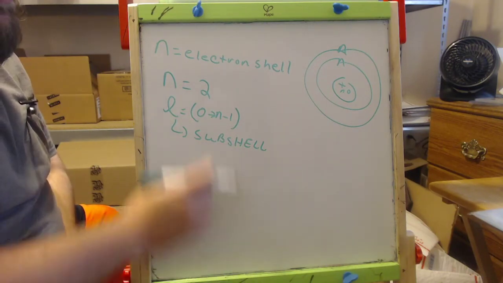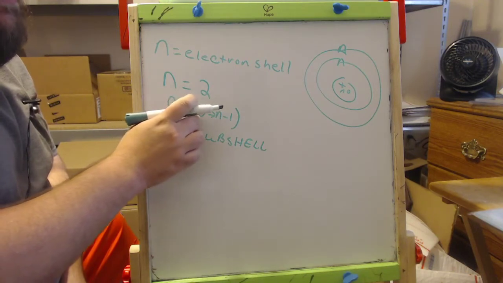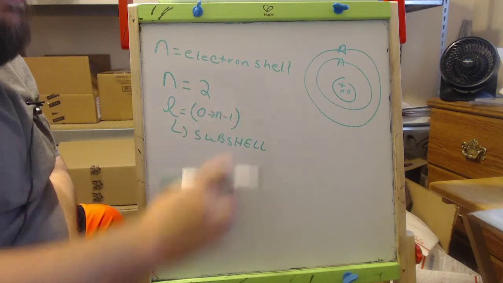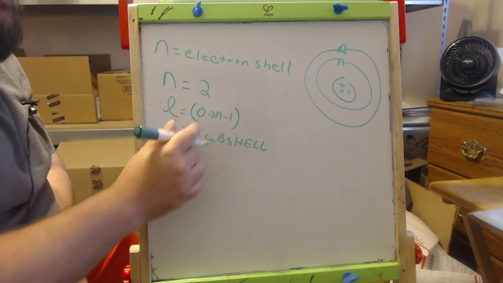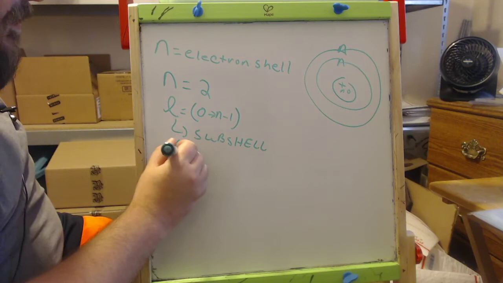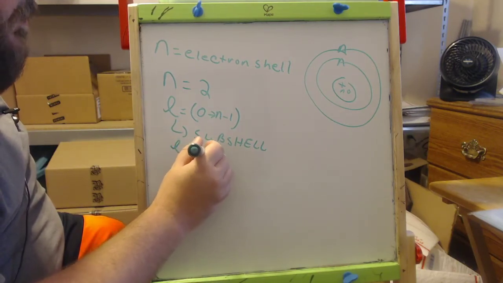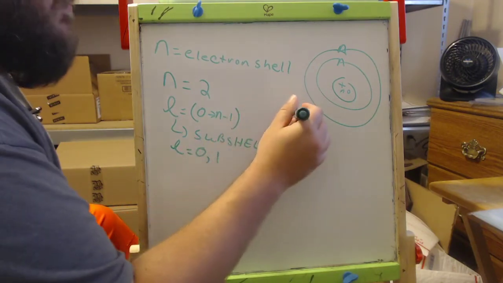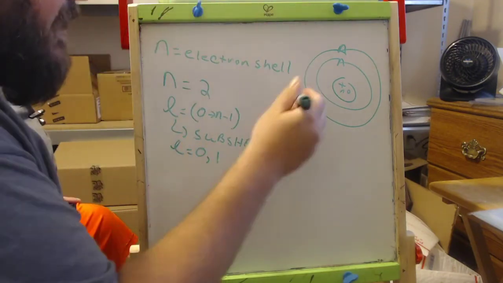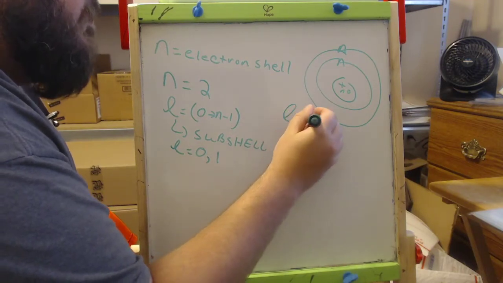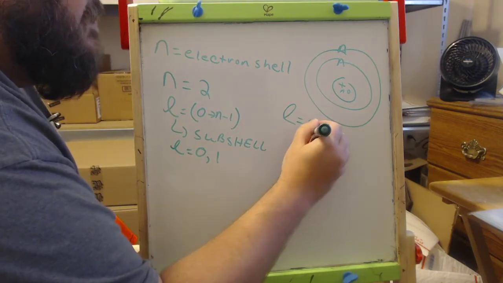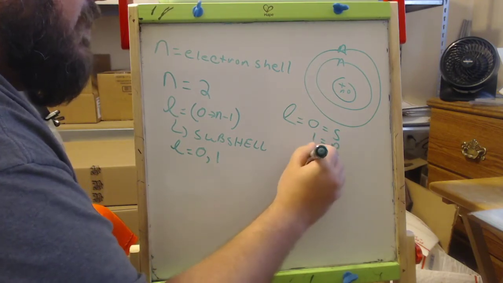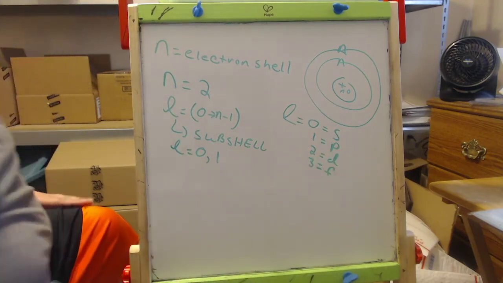Okay. So if n equals 2, L's value goes from 0 all the way up through the positive integers to n minus 1. So n minus 1 is 1. So for our example here, L is 0 and 1. Now, these numbers have letters that show what they are. For my L's, a 0 means S, a 1 means P, a 2 means D, and for our intents and purposes, we're going to stop at F, which is a 3.